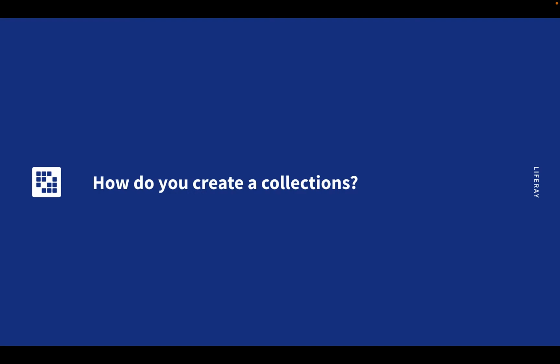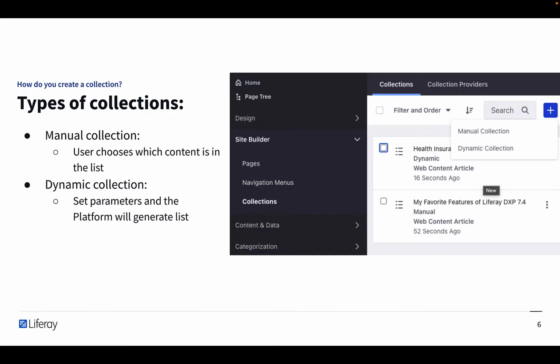So the idea of collections is very simple, but how we create them and how we use them is where things get interesting. Creating a collection can either be a manual or dynamic collection. A manual collection allows us to pick and choose which assets are included in our list, whereas a dynamic collection allows us to set parameters, and from there, the platform will dynamically generate the list of assets for us and continuously keep it updated based on our configuration and changes to content.